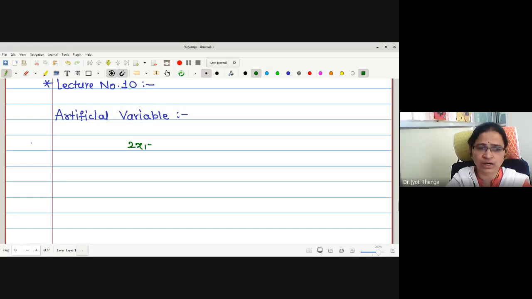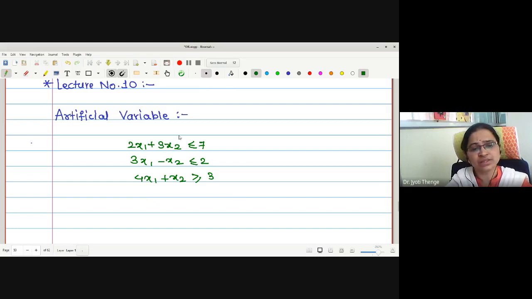Suppose I am having the inequalities 2x1 plus 3x2 less than or equal to 7, 3x1 minus x2 less than or equal to 2, 4x1 plus x2 greater than or equal to 3. Because we have three different inequalities involving both types, less than or equal and greater than or equal, we will convert those inequalities to strict equations by using slack and surplus variables. For the first two inequalities, we need a slack variable, and for the third we need a surplus variable.